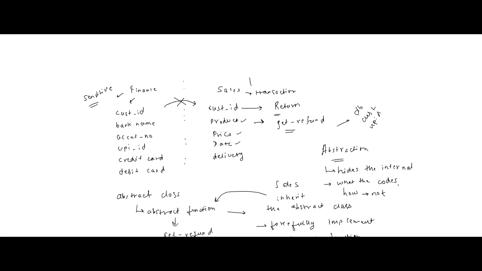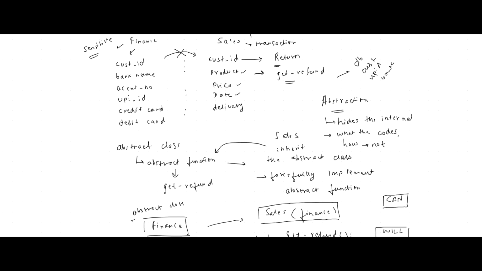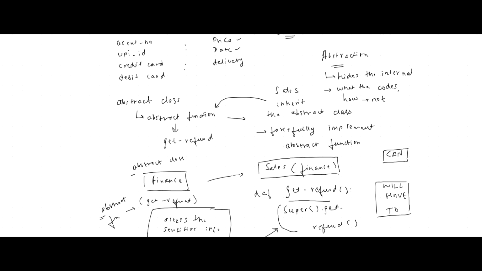And what did finance say? Oh, don't try to be smart. I am going to write an abstract function. I will not tell you all the other information. I'll just give you one piece of information, use it if you want. And in order to do so, you will have to forcefully implement the same function, which is an abstract function. In this abstract function, I'm going to write some logic. You can call my abstract function and use the output, but you will have to write the get refund, which is your own, right? So what does abstraction do?